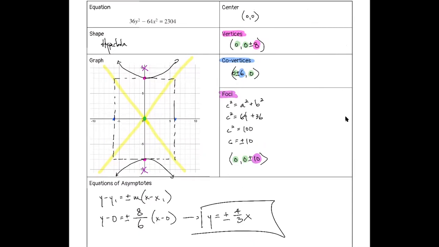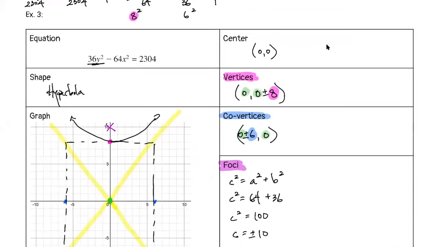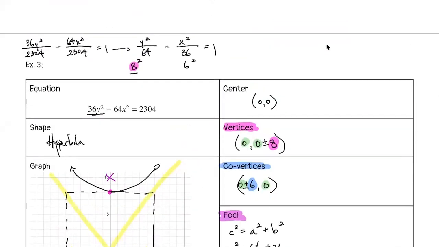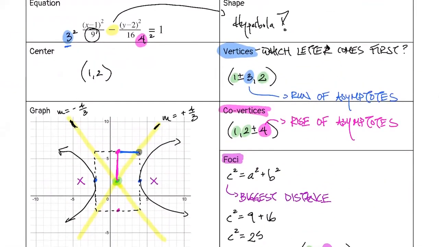Rise is the y. Rise is always the number with the y. Okay, so like in this case, the y came first, but this is the rise because it's associated with the y. But if I go back to the previous example, you see how this 3 came first, right? But 3 is not our rise because our rise is always a y value. Okay, good. Great question.